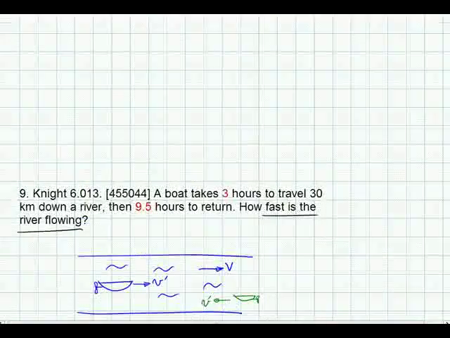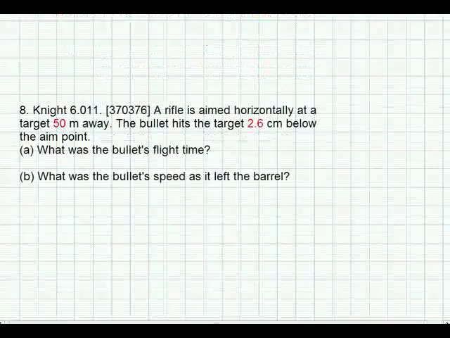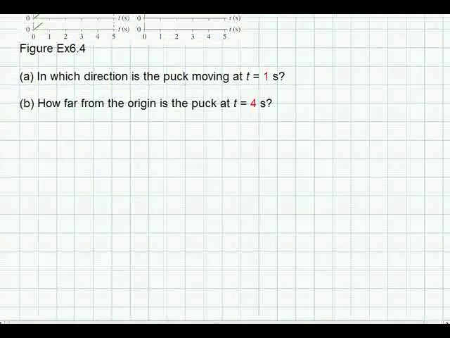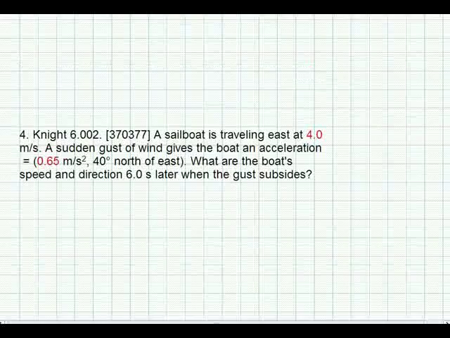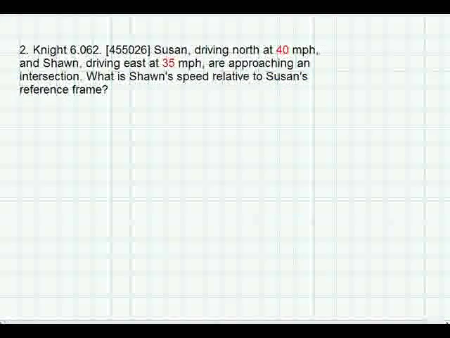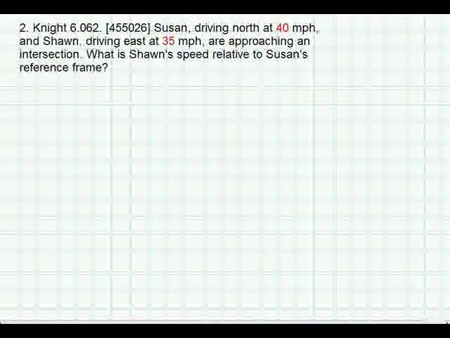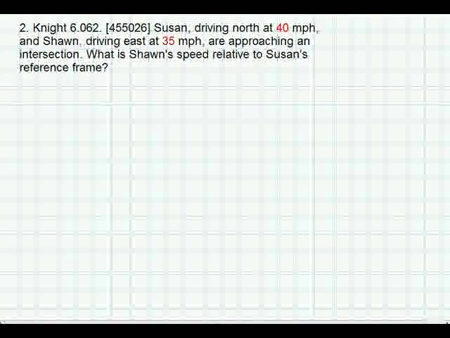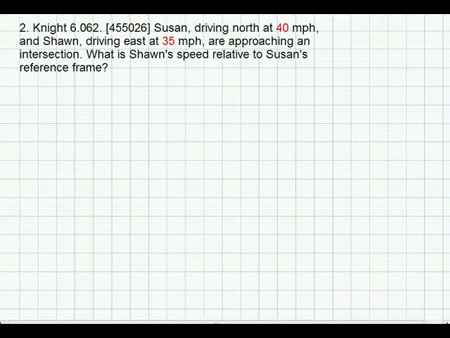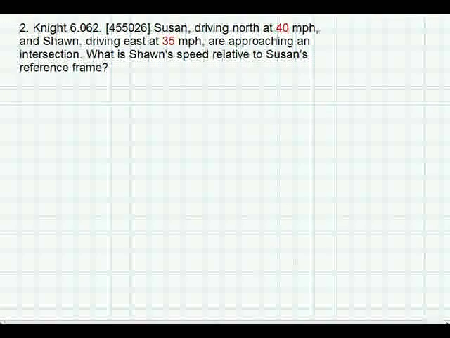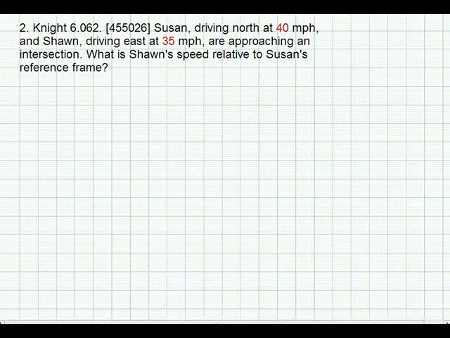Now let's take a look at, let me see where that is. There we go. We have Susan driving north at 40 miles an hour, and Sean is driving east at 35 miles per hour. They're approaching an intersection. What is Sean's speed relative to Susan's speed?